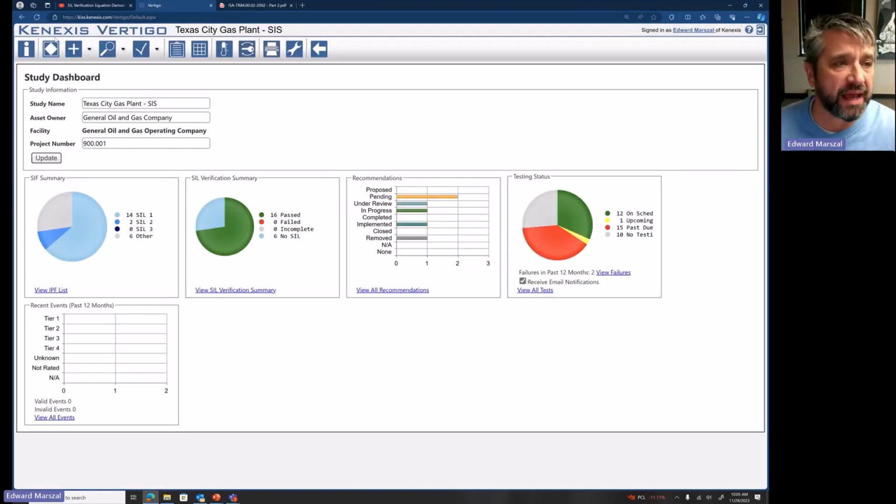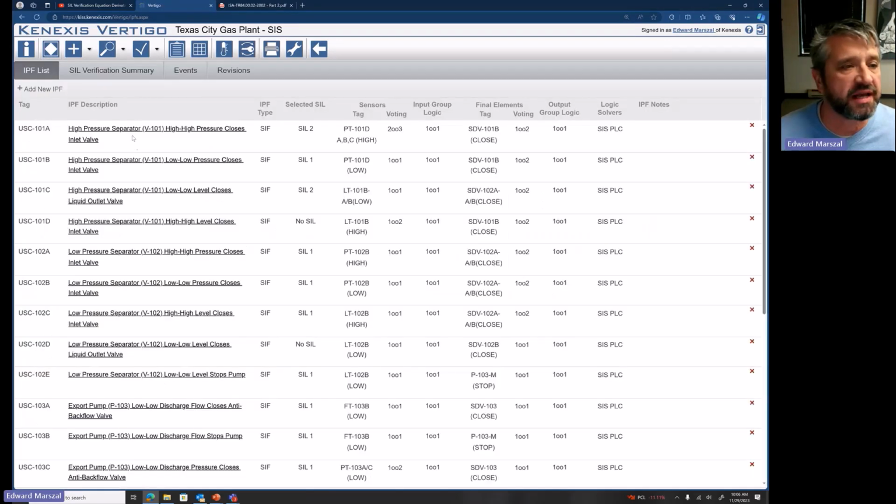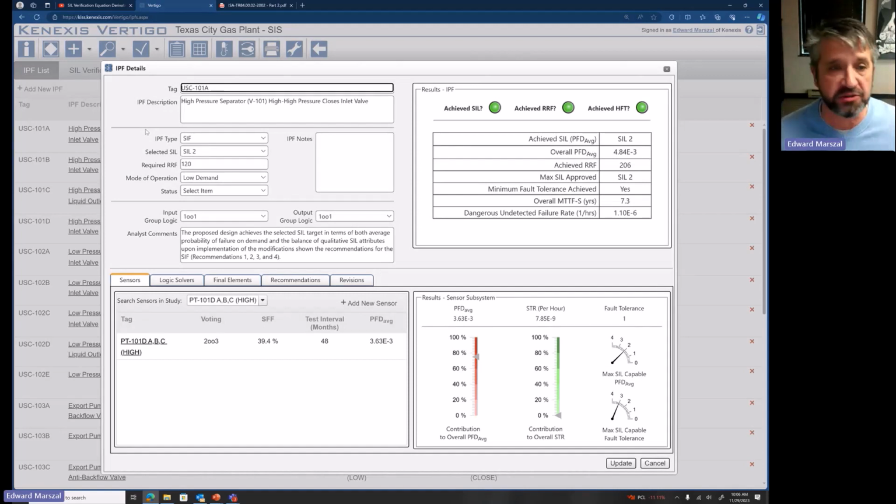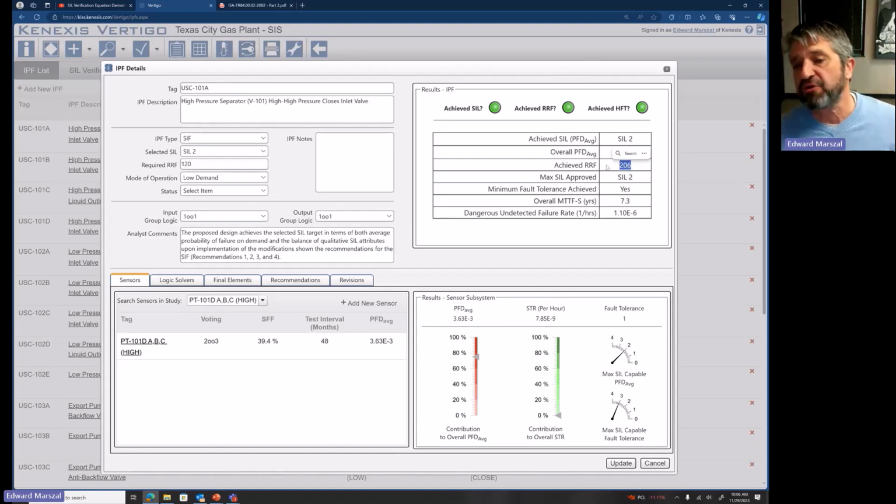When I go in and look at a typical SIF, let me pull up the SIF list. If I bring up the IPF list for this study and bring up a typical safety function, high pressure separator, high pressure closes the shutoff valve, we need to be able to achieve the target. Our LOPA said we needed a risk reduction factor of 120. We achieved a risk reduction factor of 206 with a PFD of 4.84 E-3.